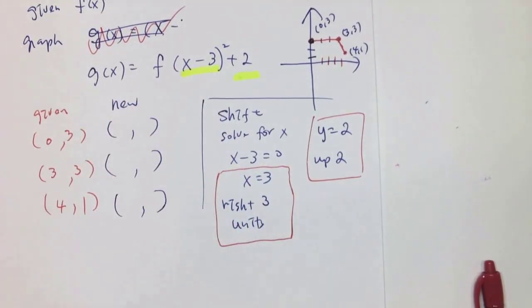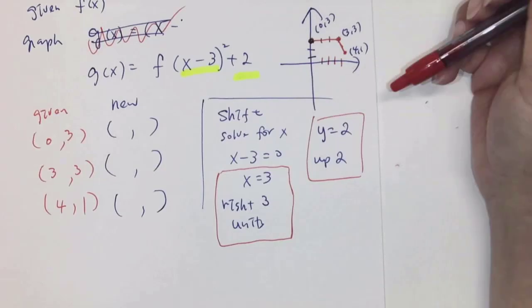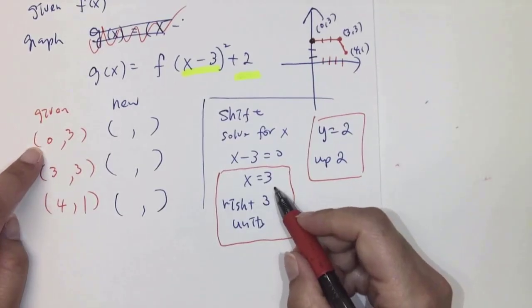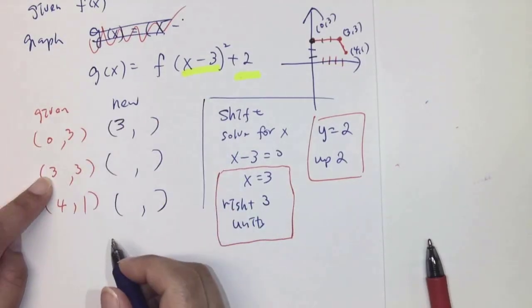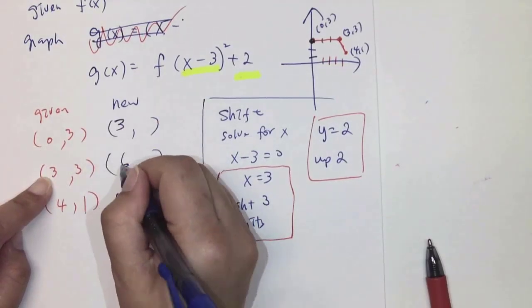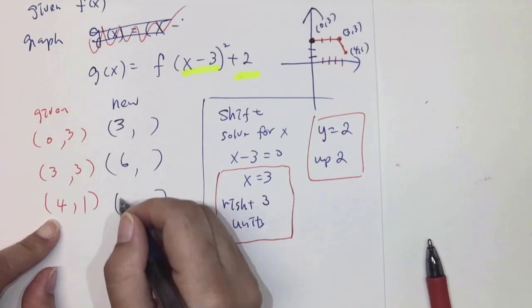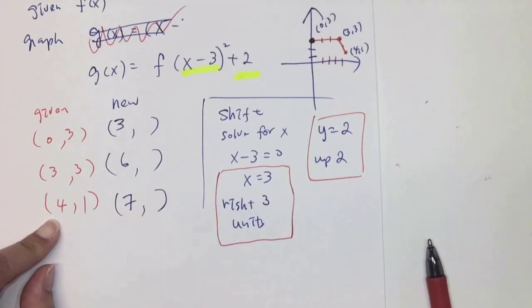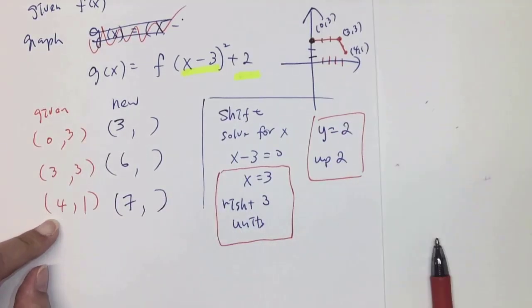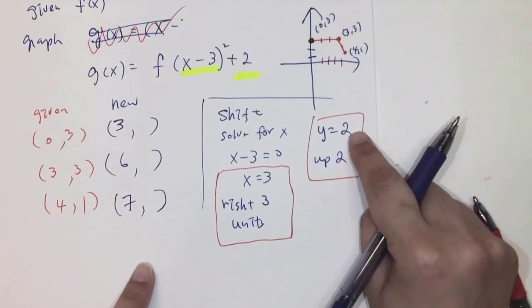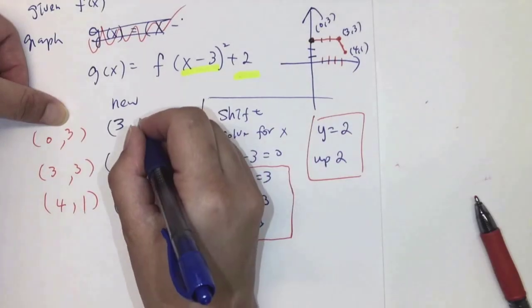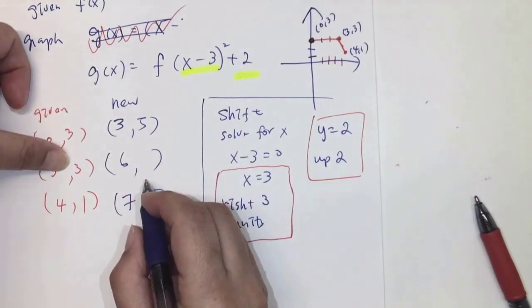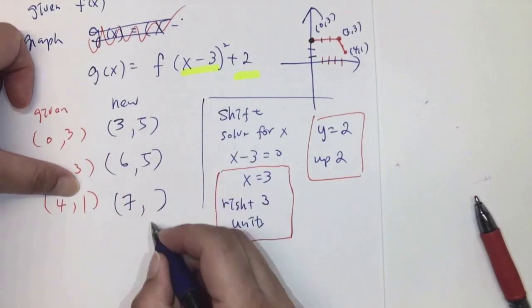You need to do what? Add 3, right? So instead of 0, now we have 3. 3 plus 3 is 6. 4 plus 3 is 7. Okay. And for the y part we need to do what? Add 2. So start with 5 and then 5 and then.